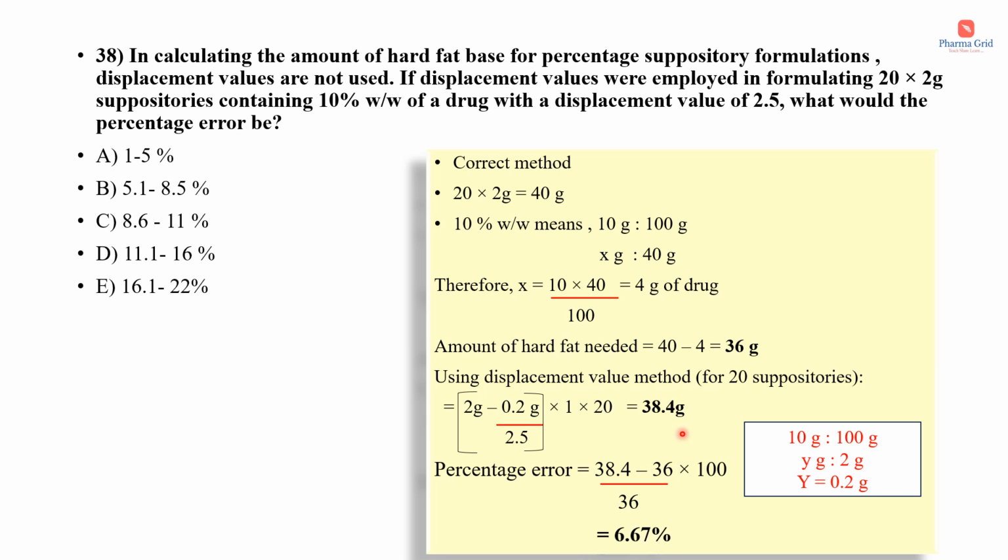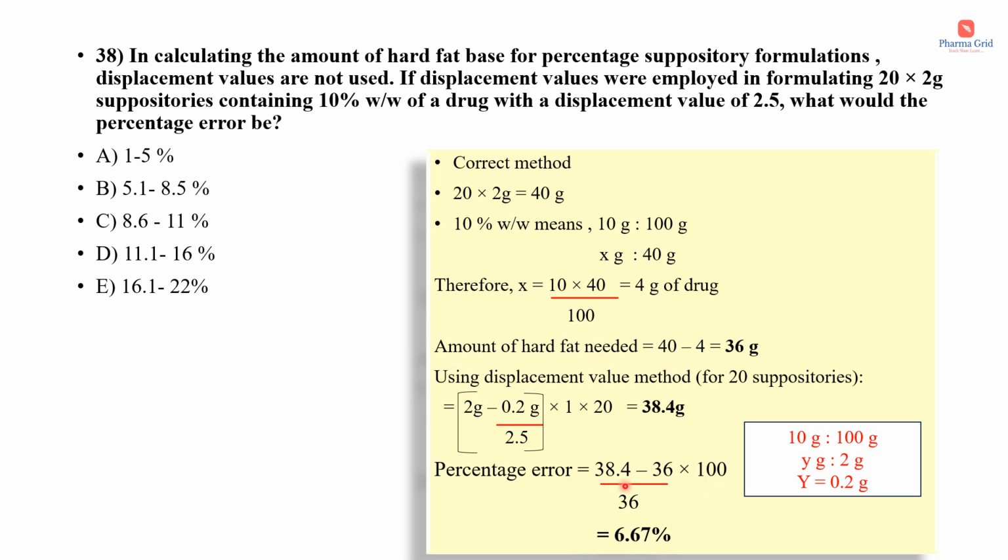So we got the amount of base, that is hard fat, required using the correct method as 36 gram and using the displacement value method as 38.4 gram. Then how will we calculate the percentage error? Percentage error is equal to estimated value minus original value divided by original value multiplied by 100. Or we can say higher value minus lower value divided by lower value. So here the higher value is 38.4 minus 36 divided by 36, where 38.4 is the amount of hard fat calculated using the displacement value method, and 36 is the amount calculated based on the correct method.